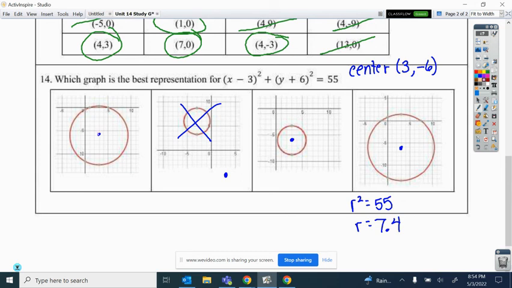So if I'm looking here, I see 1, 2, 3, 4, 5, 6, and a little bit. So we're close, but I don't think that's quite it. This radius here looks like it's 1, 2, 3 units. That's definitely way too small for us. And if I count a radius here, let's see, 1, 2, 3, 4, 5, 6, 7, and a little bit more. Looks like we have a winner for the correct radius there.